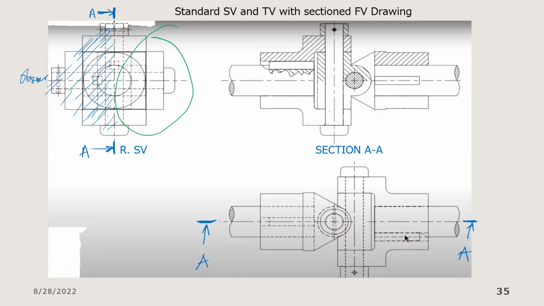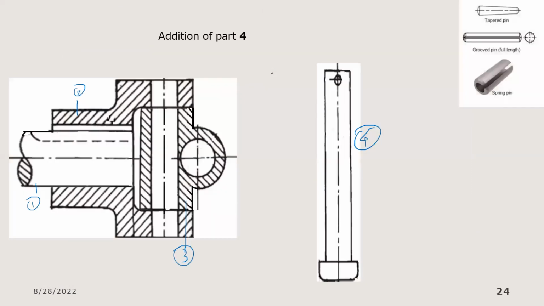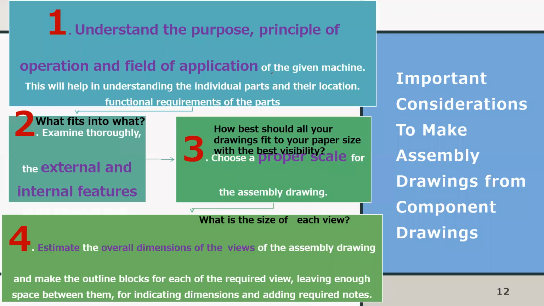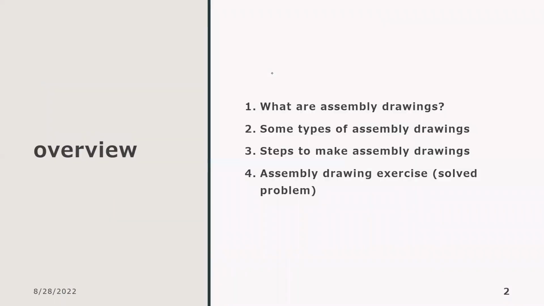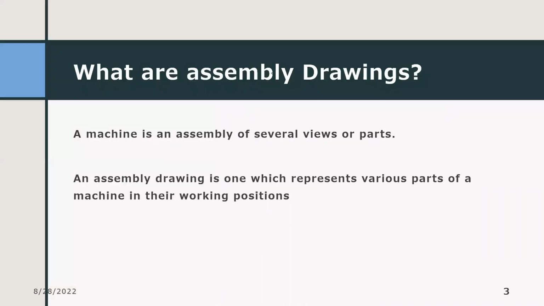All right. So I think we have achieved the objective of this particular discussion. We have looked at what assembly drawings are. We have also seen the types of assembly drawings, and then also considerations and steps used to make assembly drawings. Then we've also gone through the sample assembly drawing question.